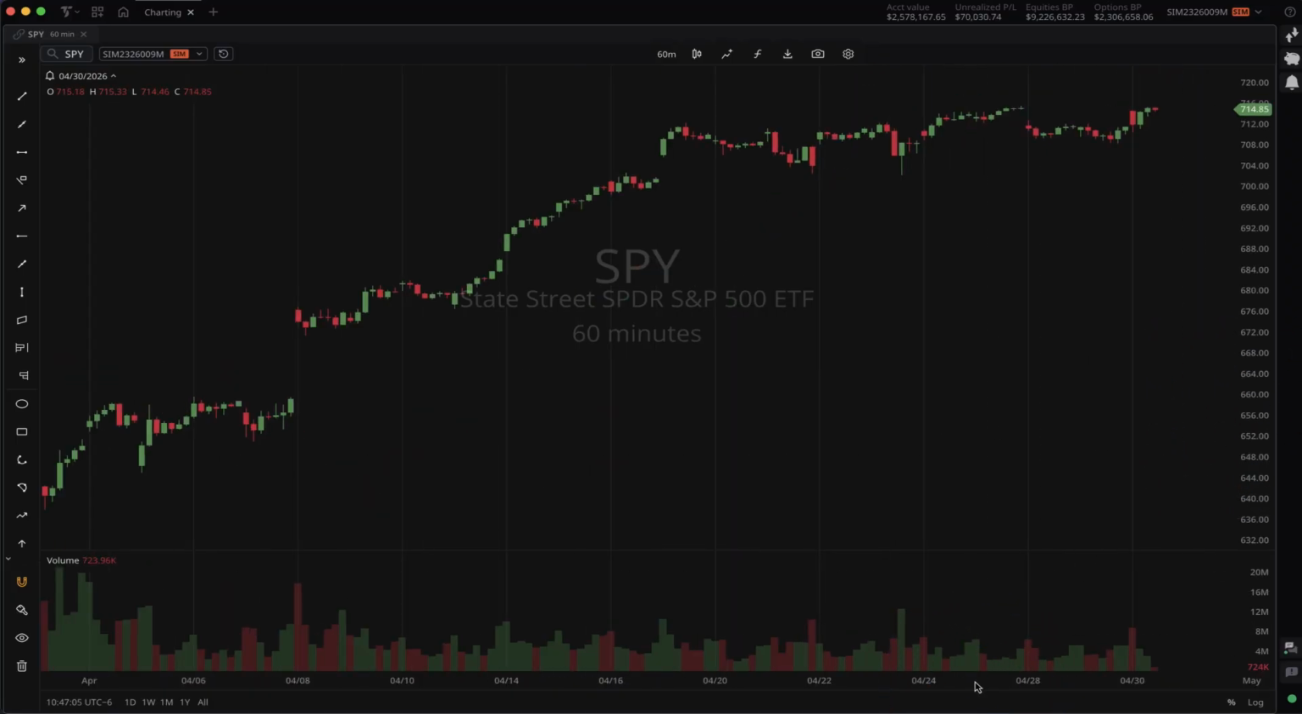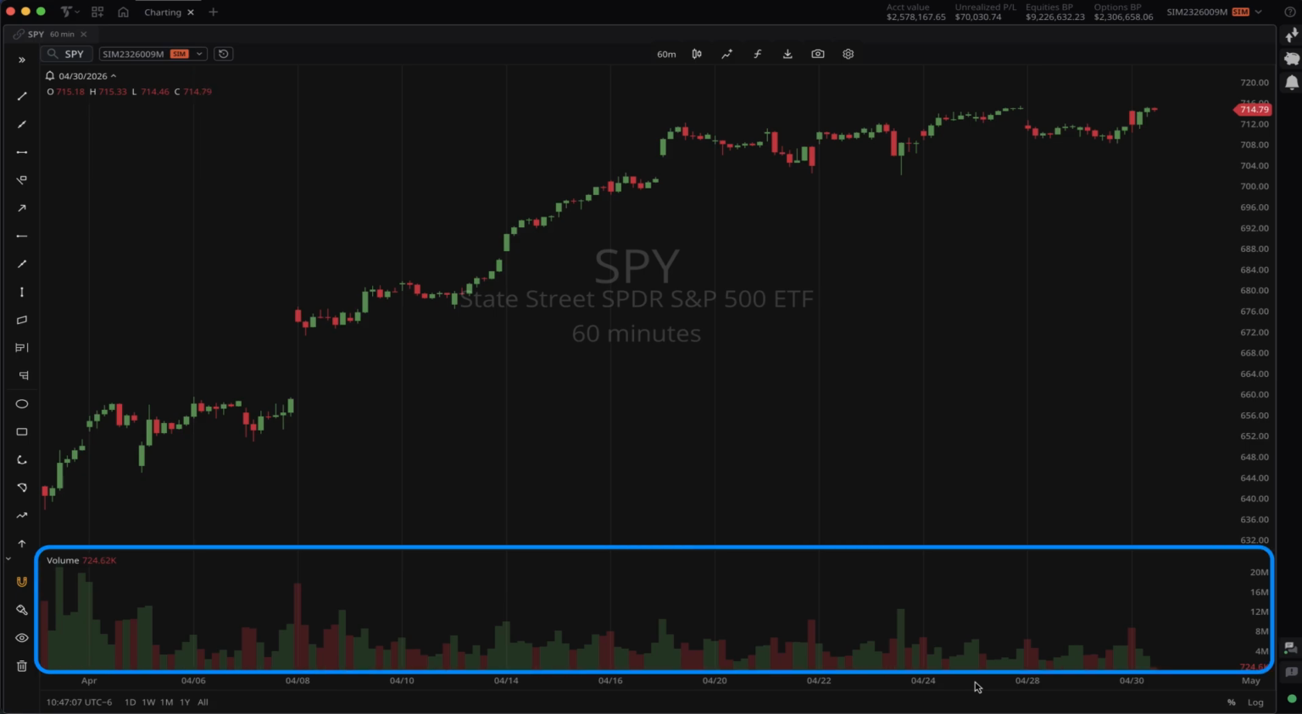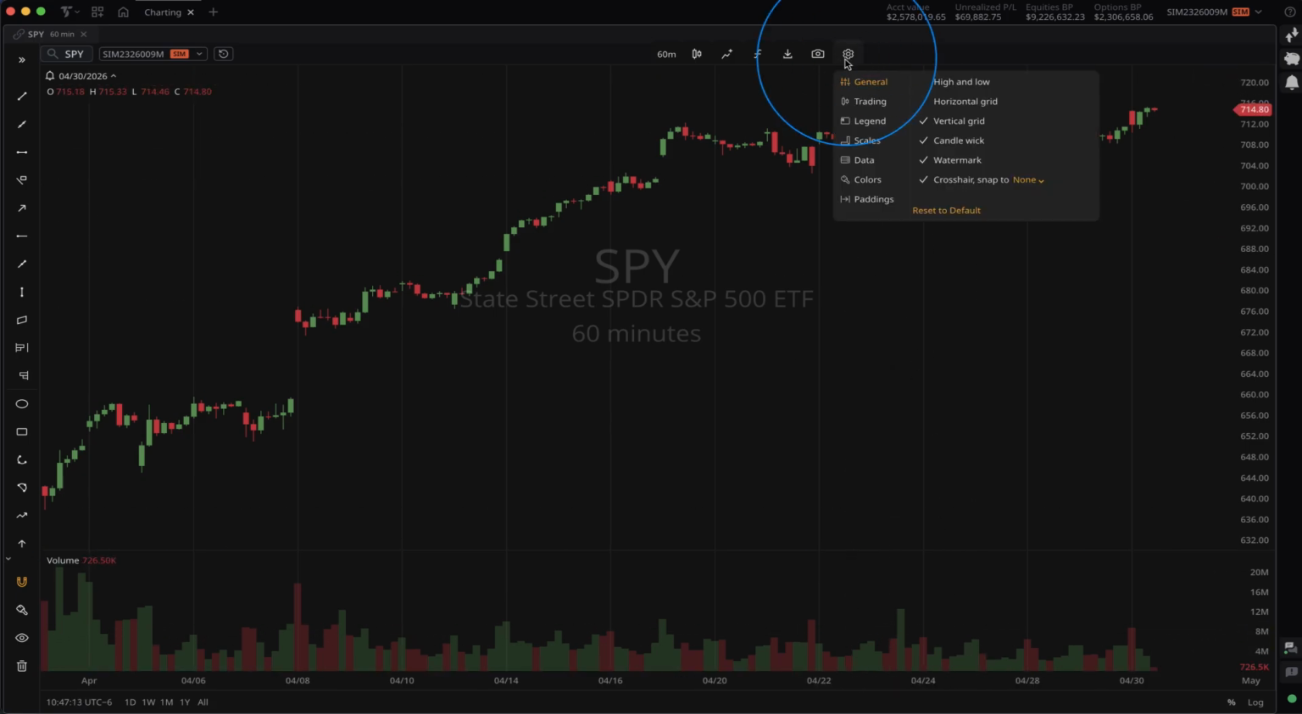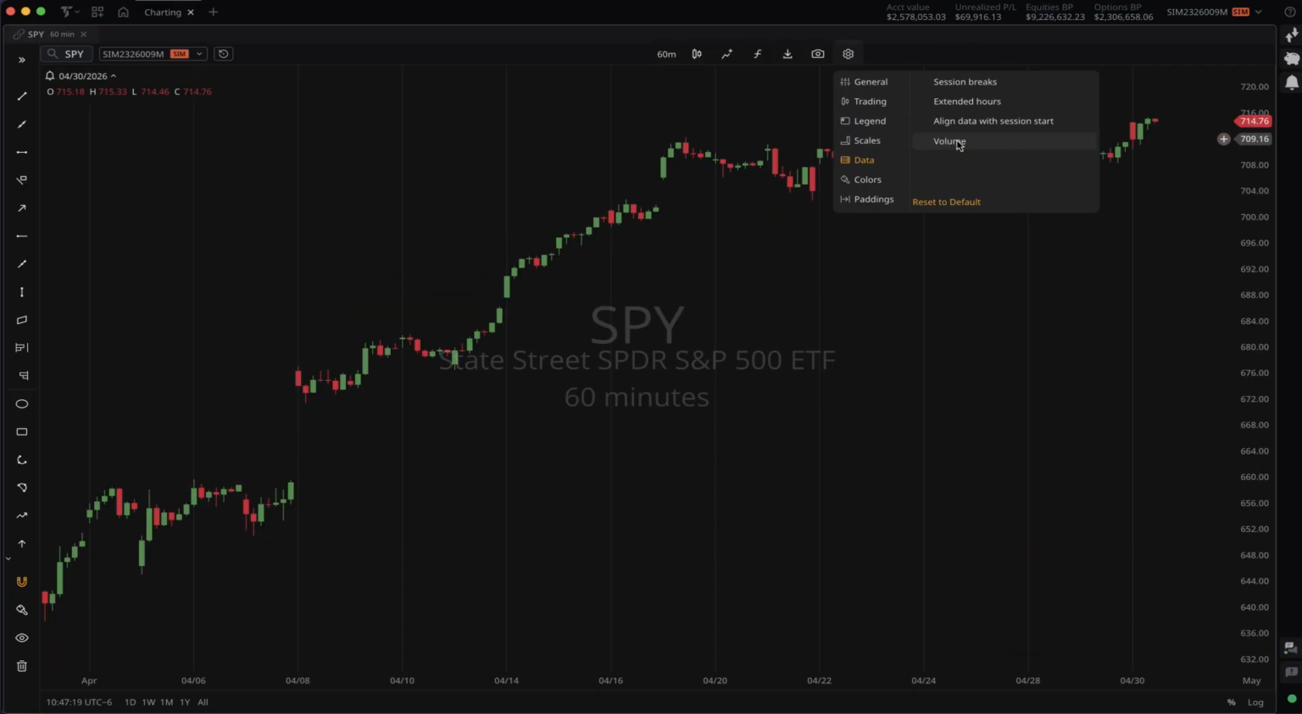Volume sits in a separate pane below the chart by default. Keep it there, remove it, or collapse it, whatever fits your process. You can do this from the Settings menu at the top of the chart and clicking Data.